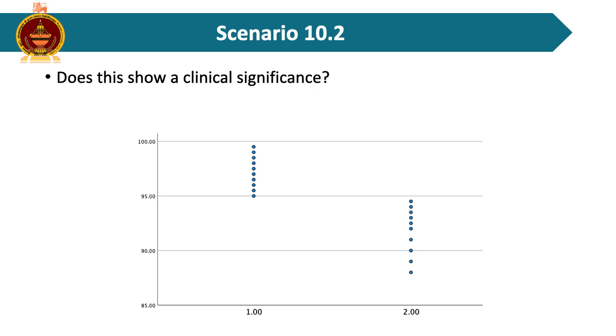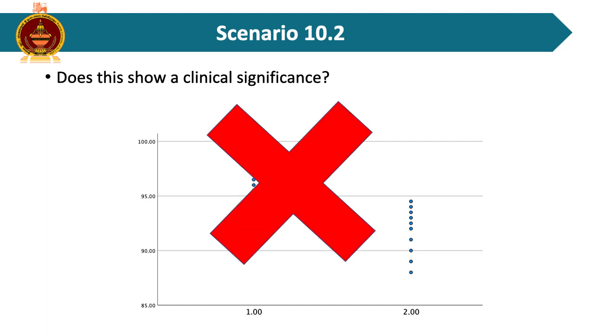Scenario 10.2. Does this show a clinical significance? This is the most important question in statistical learning. We are not talking about clinical significance, we are only talking about statistical significance. If something is statistically significant, in order to say that there's a clinical significance, there are so many other criteria to be fulfilled. Things like Bradford Hill criteria are some of the examples for that.